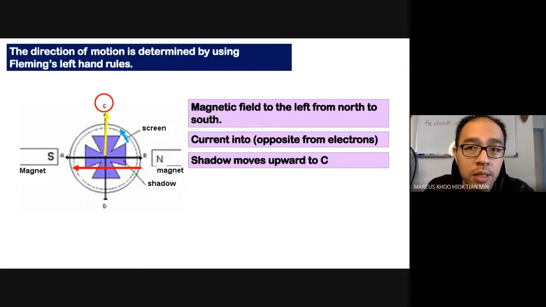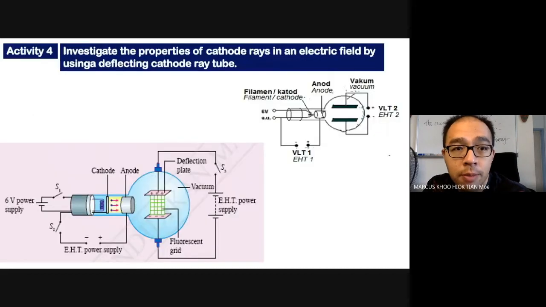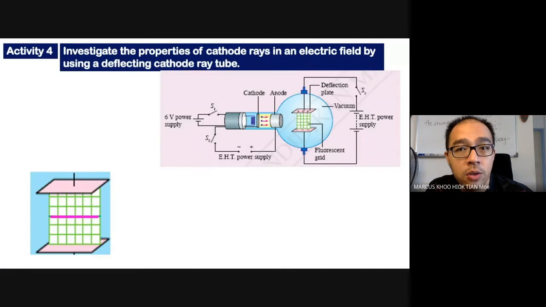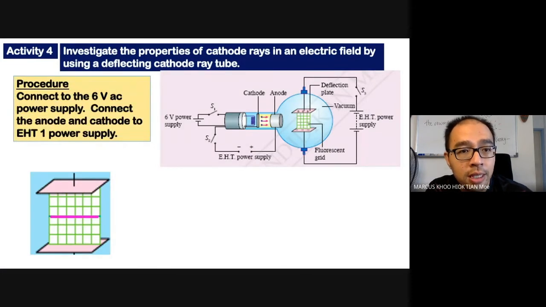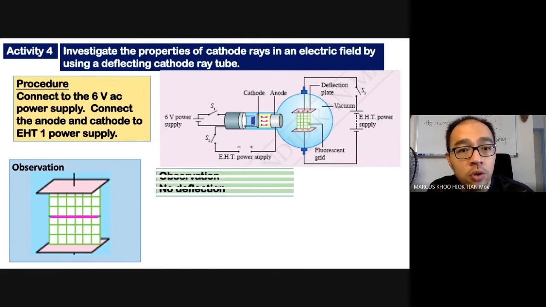Now, since we're talking about deflection, pemesongan, we have to talk about deflecting tubes. Deflecting tubes are pretty easy. It's just 2 plates, where one is a positive plate and one is a negative plate. So if you connect a 6-volt AC power supply and connect the anode and cathode to an EHT1 power supply, you're going to get a straight line like this. There is no deflection.